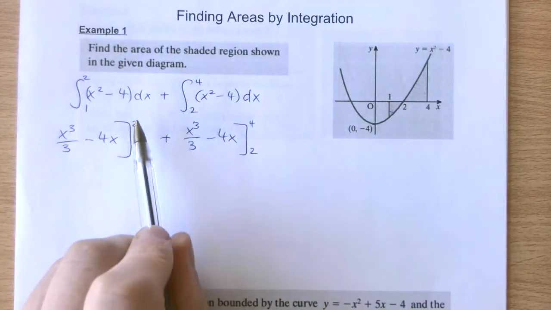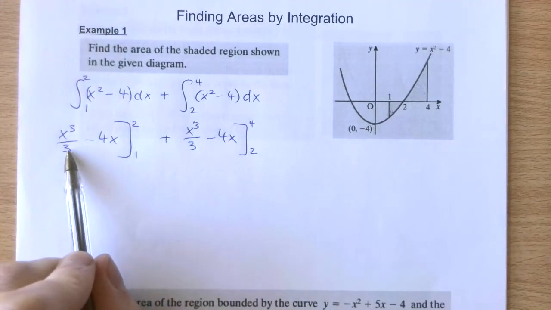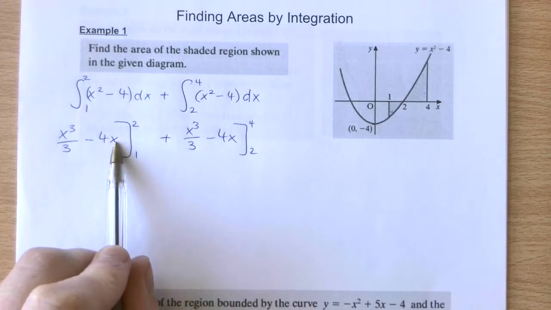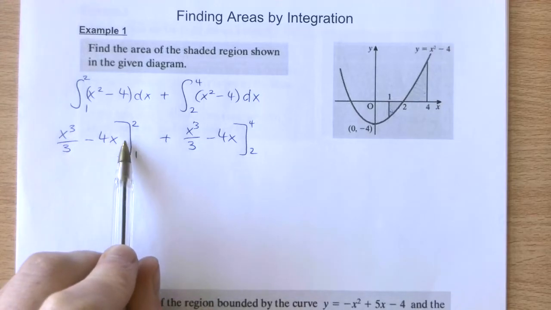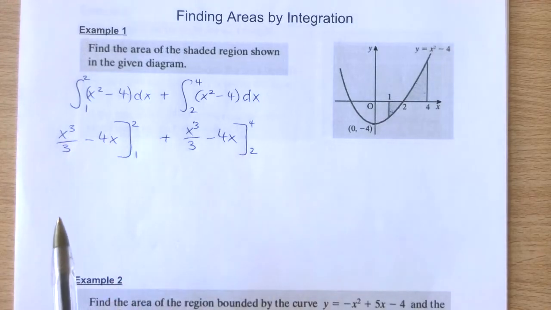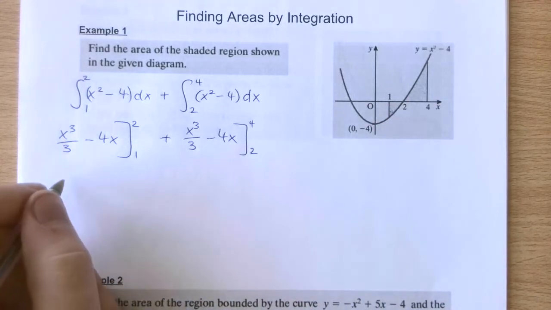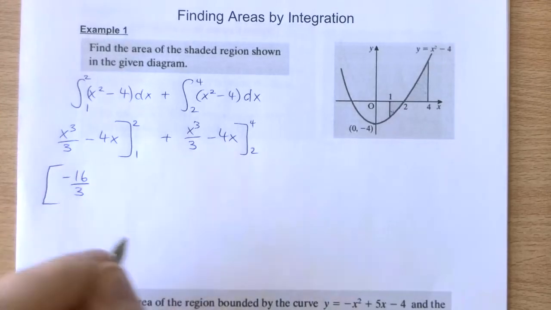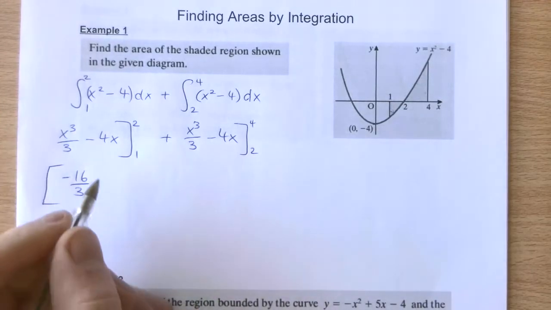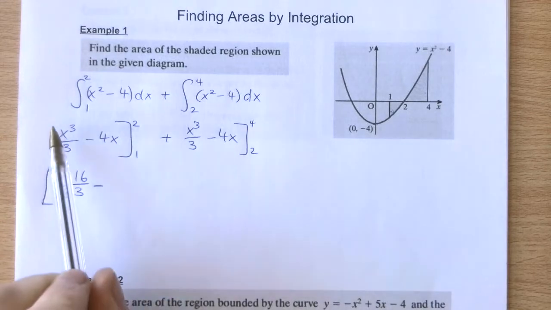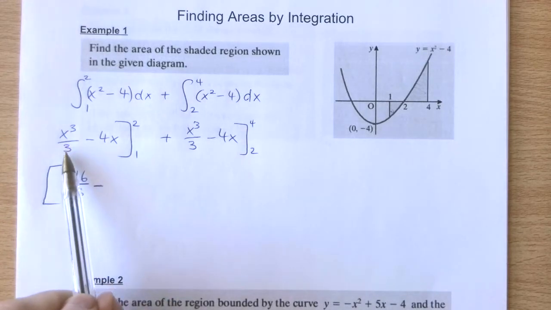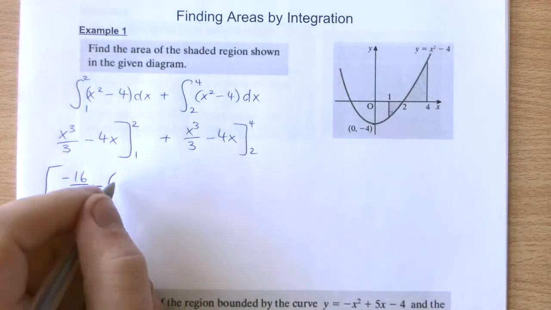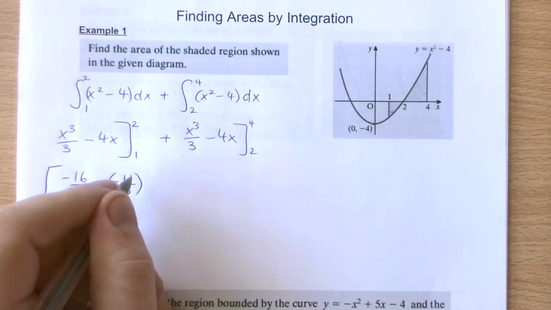So looking at this one first, it's going to be 2 cubed, which is 8. 8 divided by 3, so it's 8 over 3. And then it's minus 4 times 2. So it's 8 over 3 minus 8, which is minus 16 over 3. And then we need to put the 1 in, so it's going to be minus whatever the answer to this question is. So it's 1 cubed is 1, and then it's a third minus 4. So a third minus 4 is going to be minus 11 over 3.